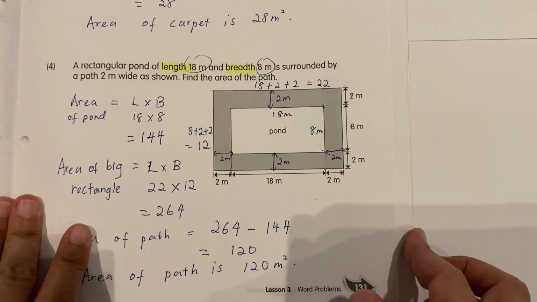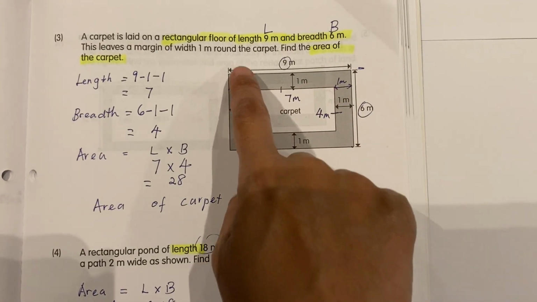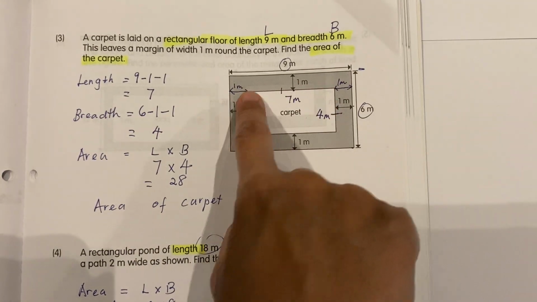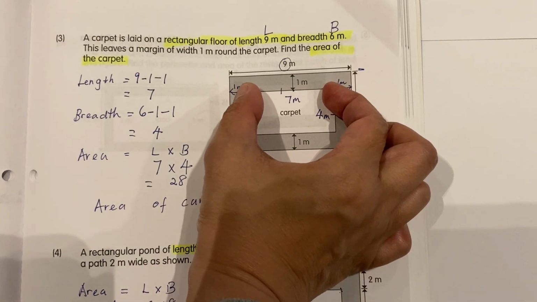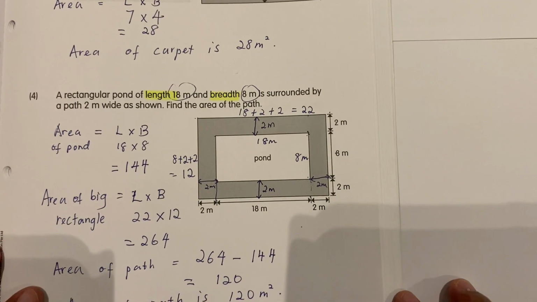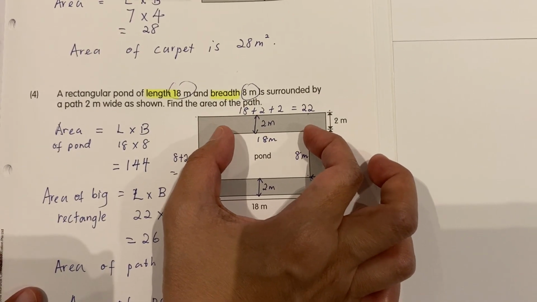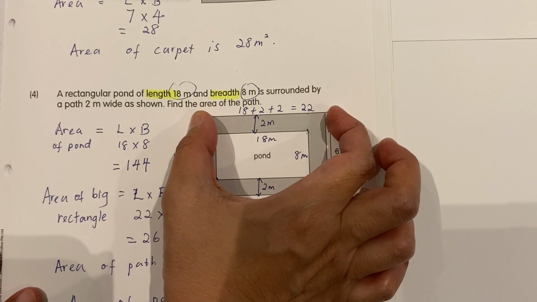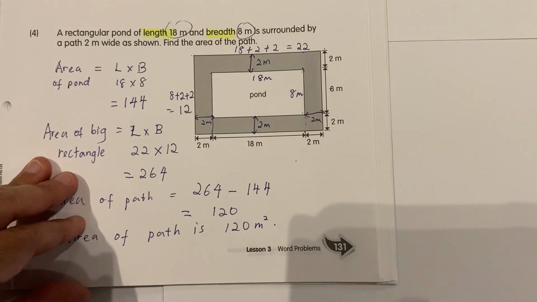Okay, so question number 3, they give you the length and the breadth outside, and they put the carpet in the middle. So how do you find this? Because it's a smaller length, you minus. But for question number 4, they give you the length inside, that's shorter. You are supposed to find the length outside, so you have to add. Okay, is everybody okay? Right.